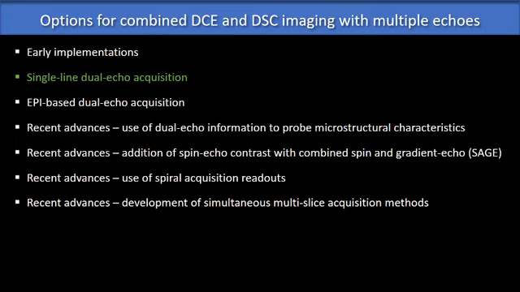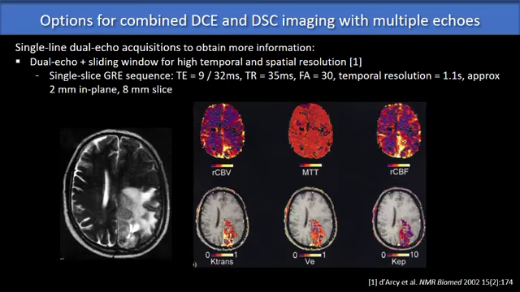Now I'm going to go through some more of the older work, just to give you a feel for what people have done. These are still single line and single slice methods, but this time they used sliding window. So again, we've seen keyhole, and now we've seen sliding window to improve that temporal and spatial resolution. This is just an example in a brain tumor patient. We see elevated rCBV and CBF, and then we also see the corresponding Ktrans, Ve, and Kep.